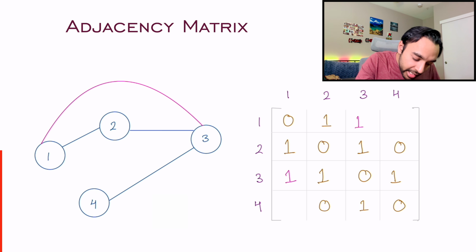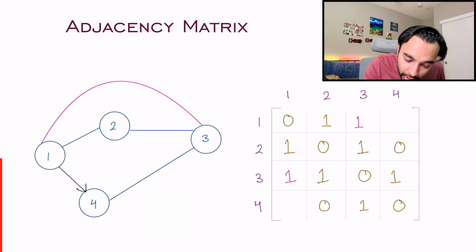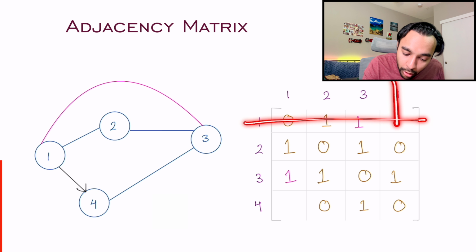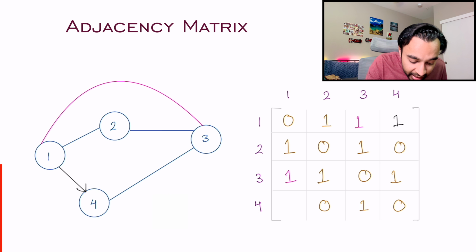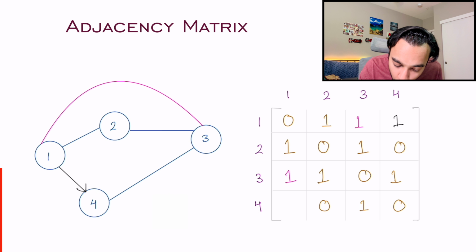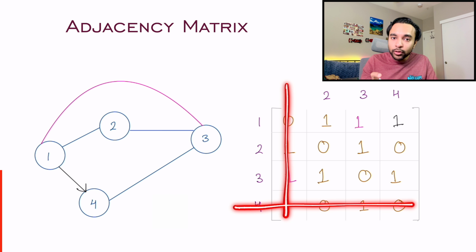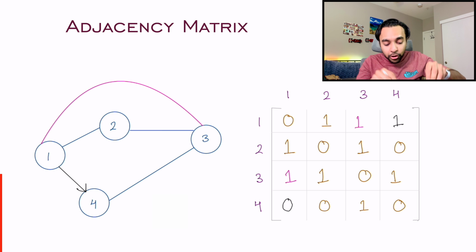What would happen if this graph had a directed edge? So now you can see that there is a connection between 1 to 4. So we will look at row 1 and column 4, so we can update this value. But the important thing over here is there is no connection between node 4 and node 1. So row 4 and column 1, there is no connection, so this value will remain a 0. That is how you will handle directed and undirected graphs using an adjacency matrix.